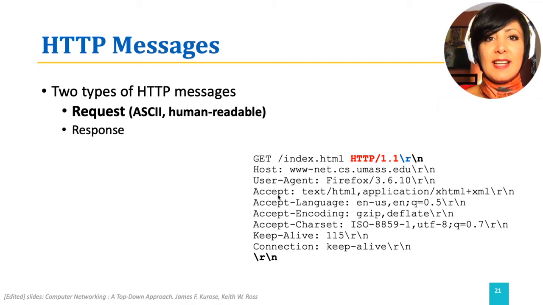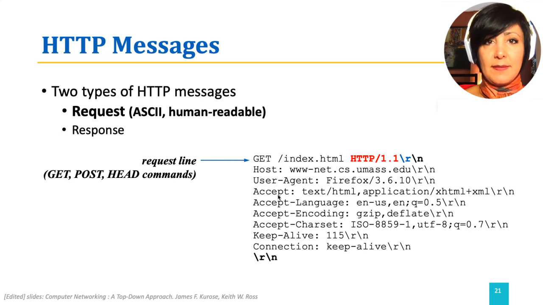The first line is called the request line. It contains three fields: method field, which is GET here, HTTP version, which is 1.1 in this example, and the URL, which is /index.html.